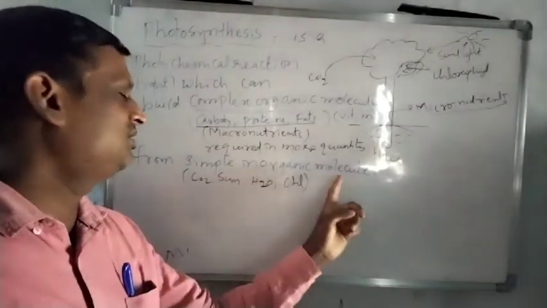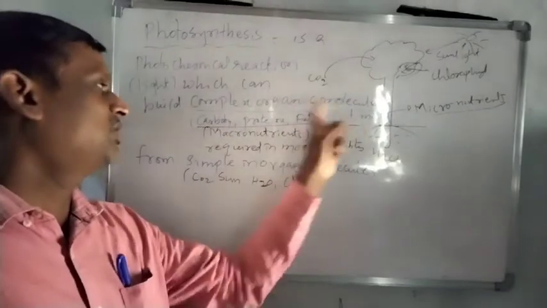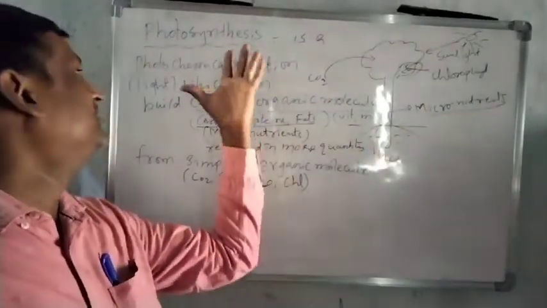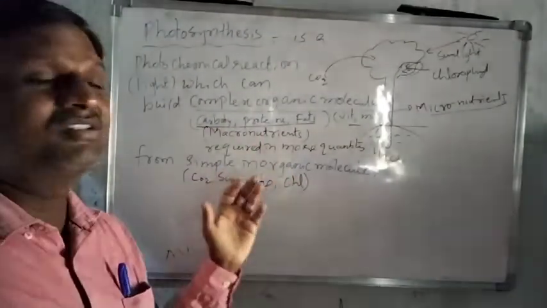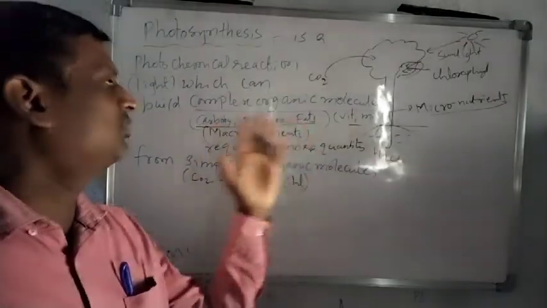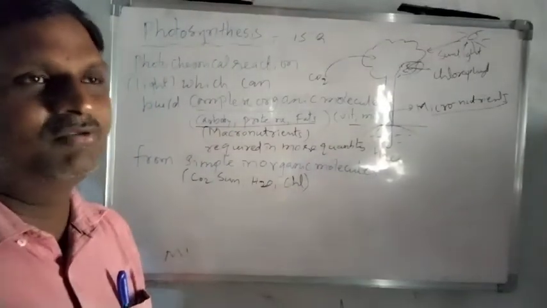By associating these simple inorganic molecules, complex organic molecules are made, such as carbohydrates, proteins, fats, vitamins, etc. This is nothing but called photosynthesis. So photosynthesis is a photochemical reaction which can build complex organic molecules from simple inorganic molecules. So this is the definition.